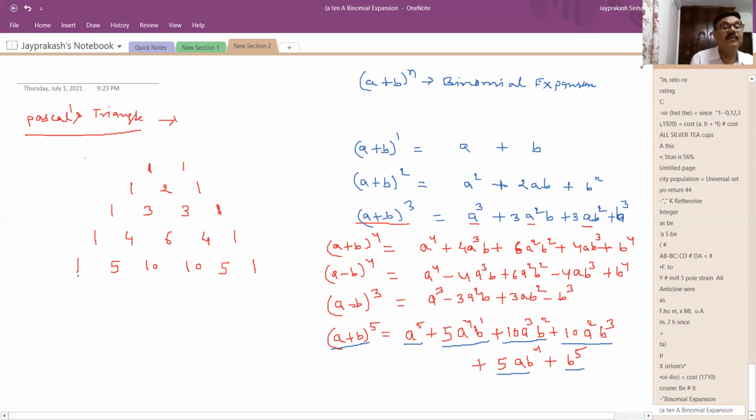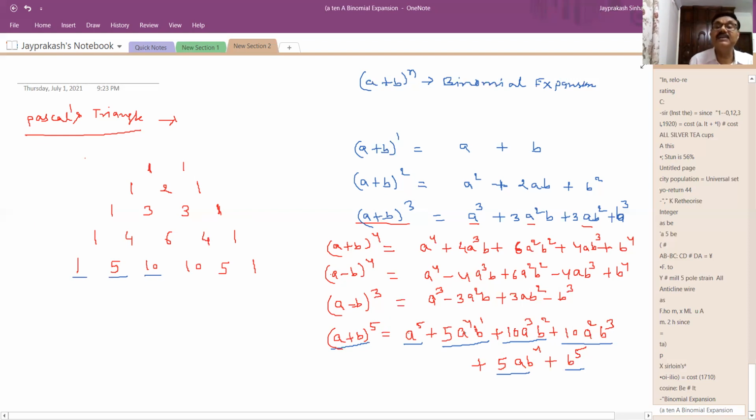You have to take 1. Now what is the coefficient of the second term? 5. So we have written 5. Now what we'll do? We'll reduce the power of a by 1 and increase the power of b by 1. Similarly, what is the coefficient of the third term? The coefficient of the third term will be 10.